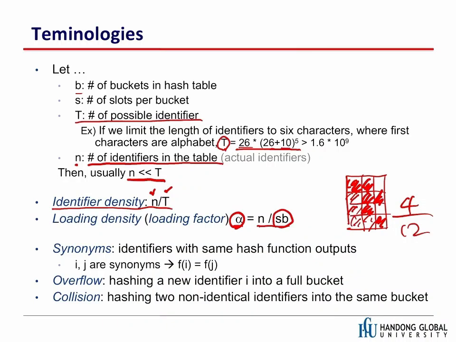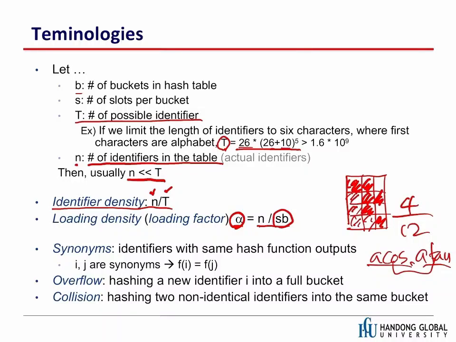And there are synonyms, which are identifiers with the same hash function output. In the previous example, cosine and tangent are synonyms based on that hash function. If our hash function is based on the second character, these two are not synonyms. So if we change our hash function, then the synonyms will be different.